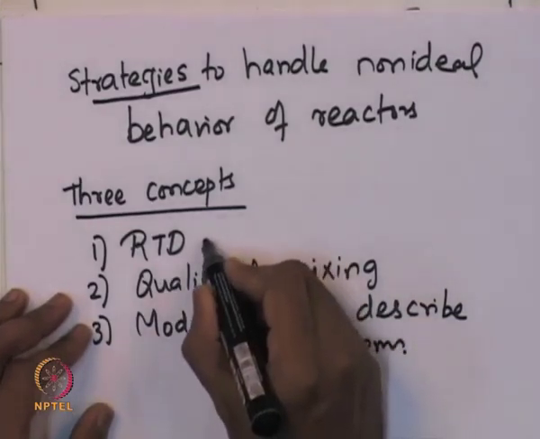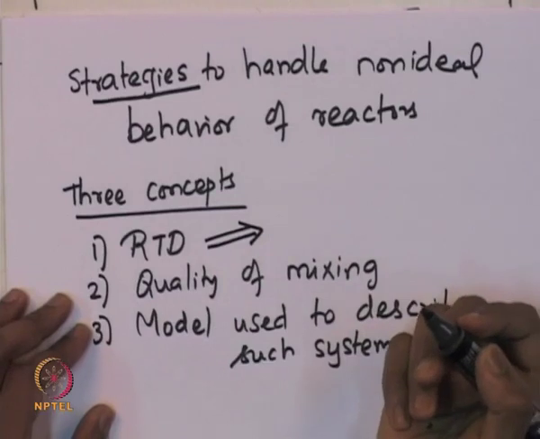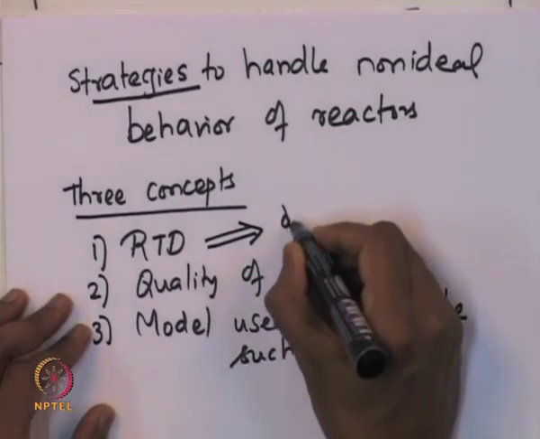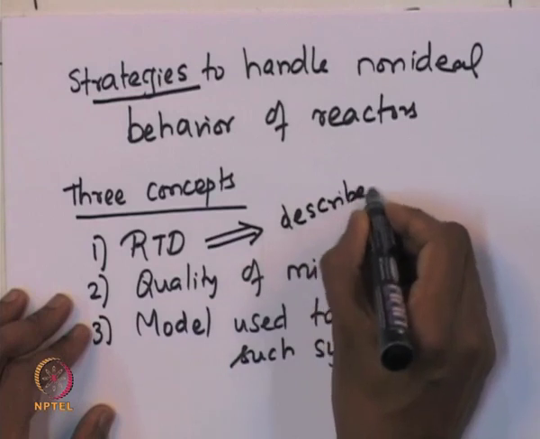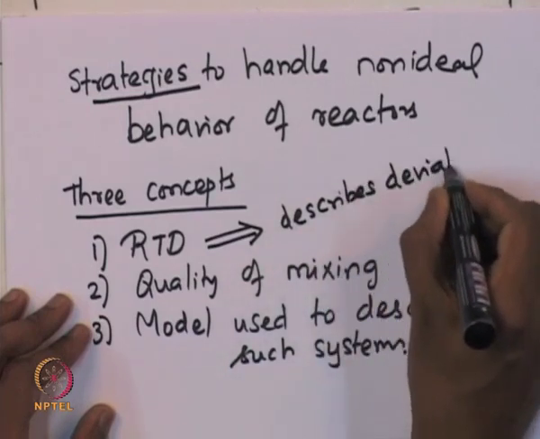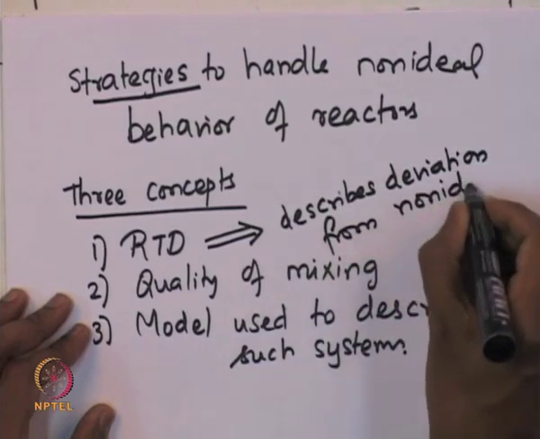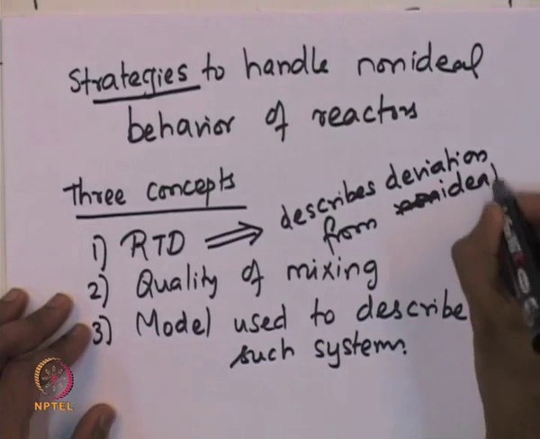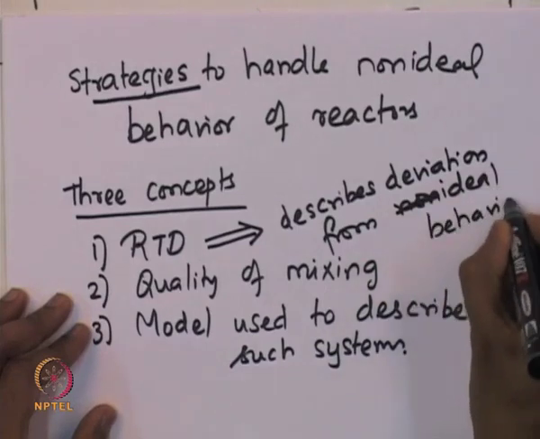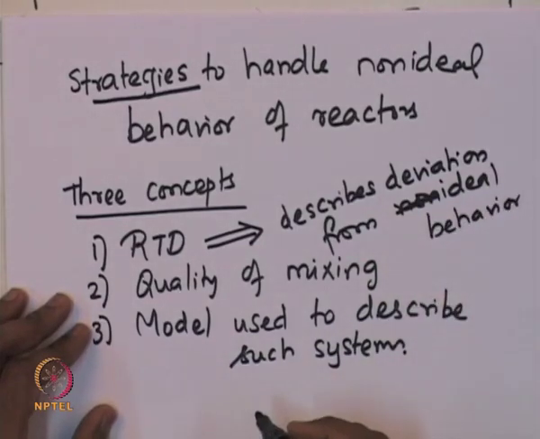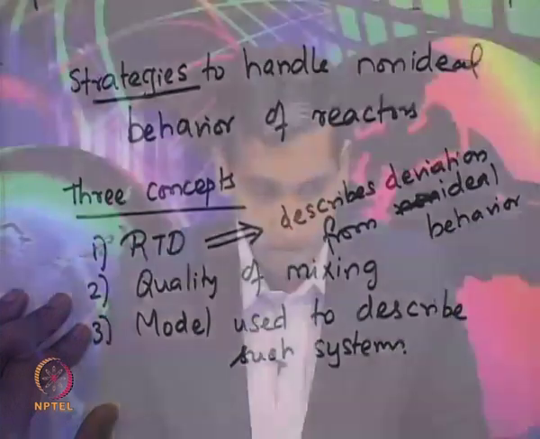And in fact, the RTD, the residence time distribution, describes the deviation from ideal behavior. So, the residence time distribution captures the deviation from the ideal flow behavior, and we are going to look at how it captures this in a short while.